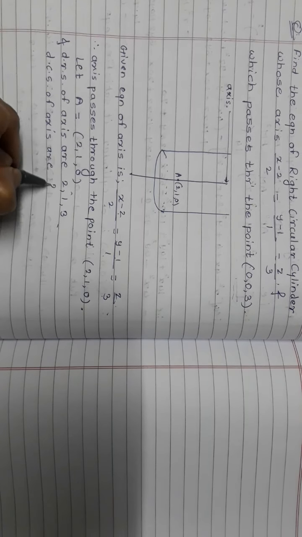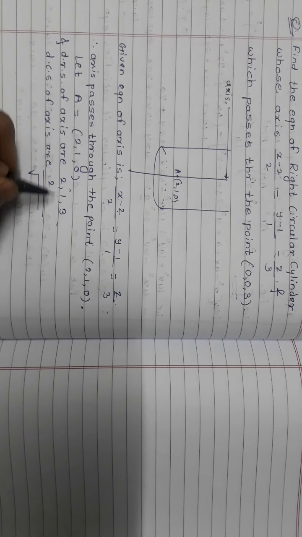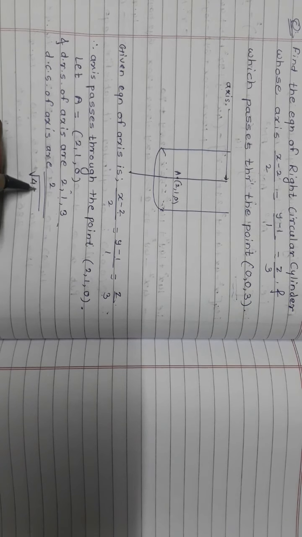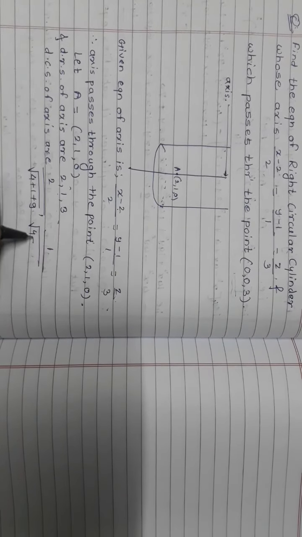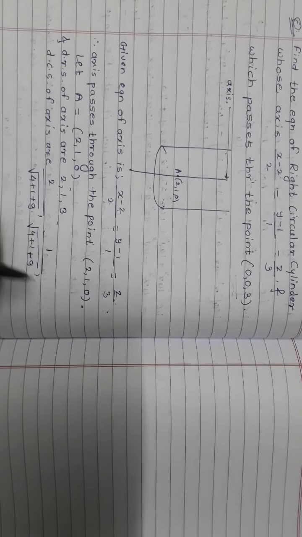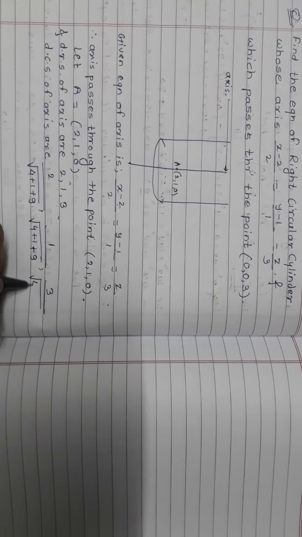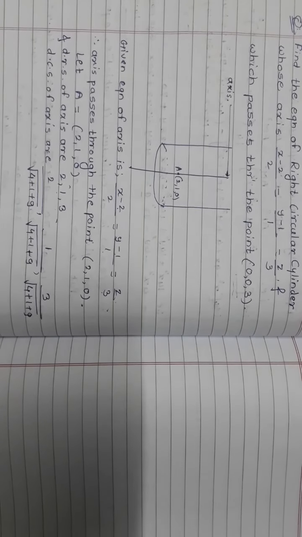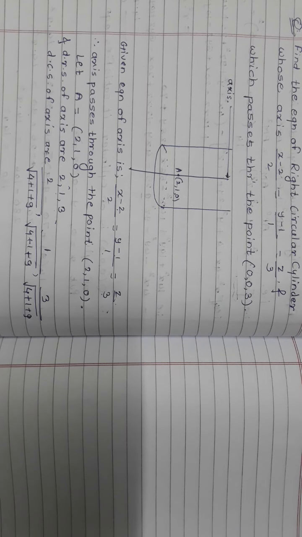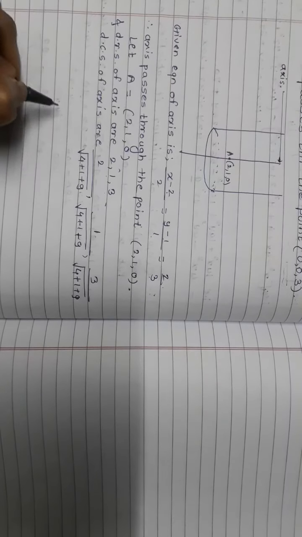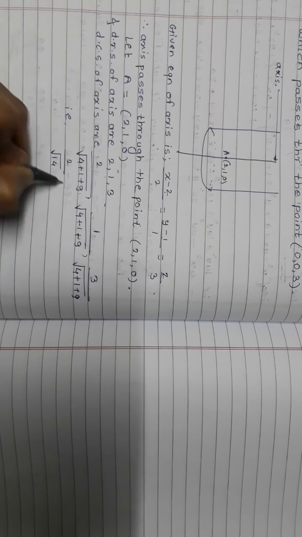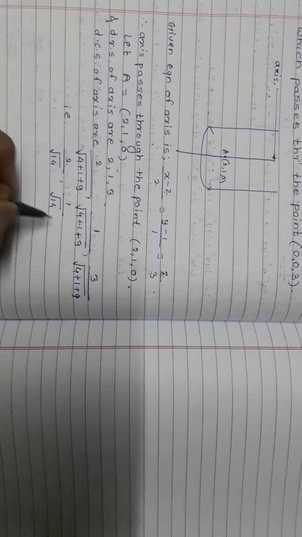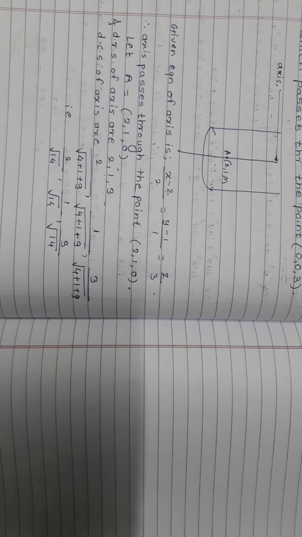So that is 2 divided by the square root of 2 square plus 1 square plus 3 square, so 4 plus 1 plus 9. Then 1 upon again root of 4 plus 1 plus 9. Then 3 upon again root of 4 plus 1 plus 9. So this is equal to 2 upon root 14, then 1 upon root 14 and 3 upon root 14. So these are my direction cosines.